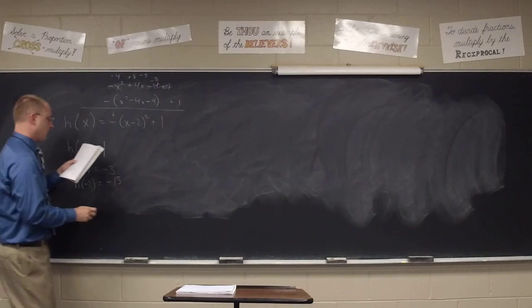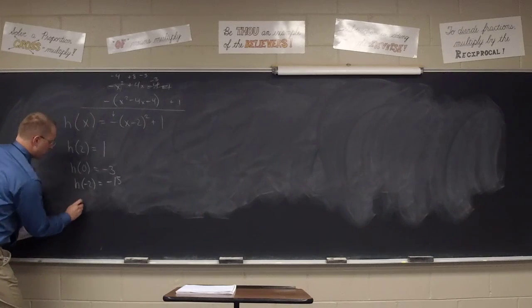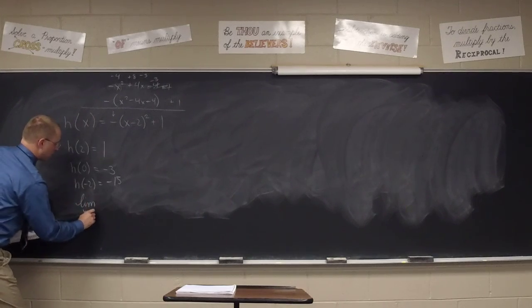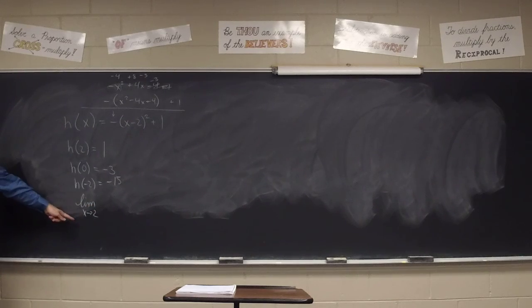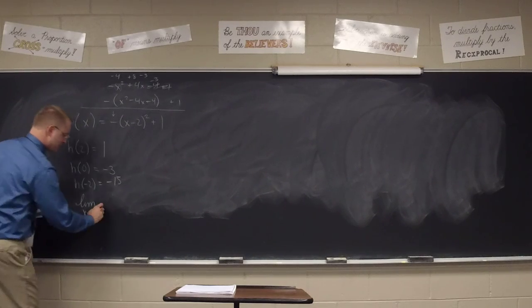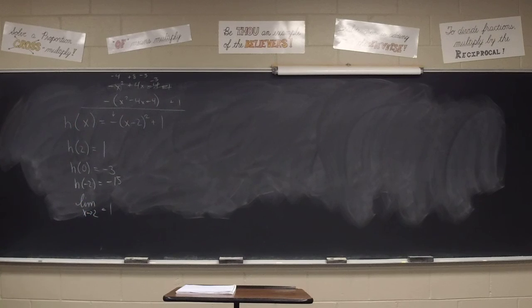And then they said find the limit as x approaches 2. Well, the limit as x approaches 2 is h of 2. So again, it's just 1. Questions on 4 part A and B? Does it make sense now? A little bit of trouble with that one.